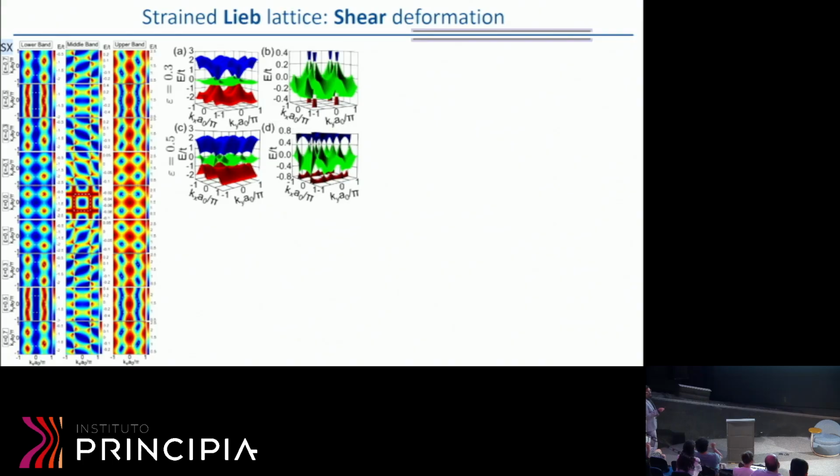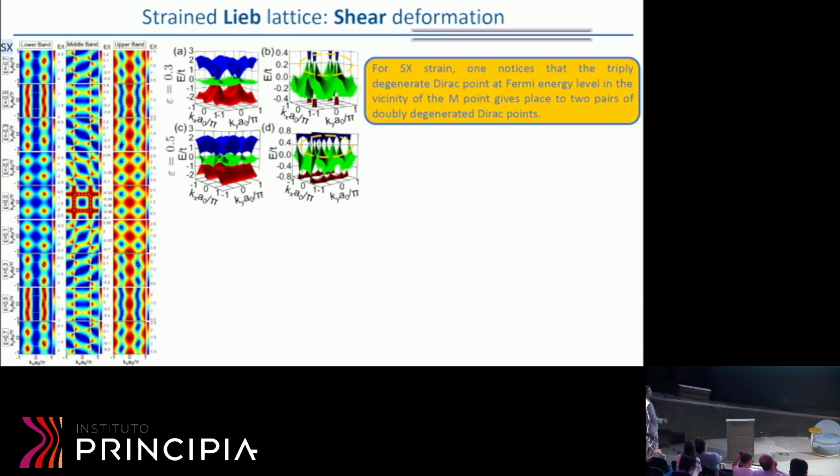Now the picture is completely different if you go to shear strain. For the shear strain, the triple degenerate high-symmetry point for the Lieb case splits into a pair of two double degenerate cones at the M point.